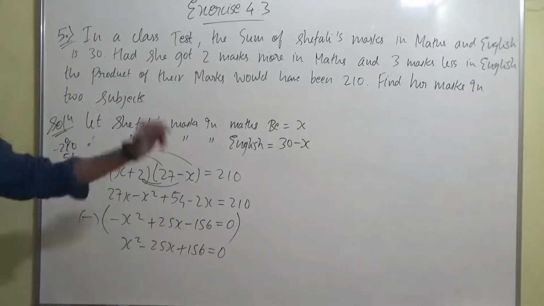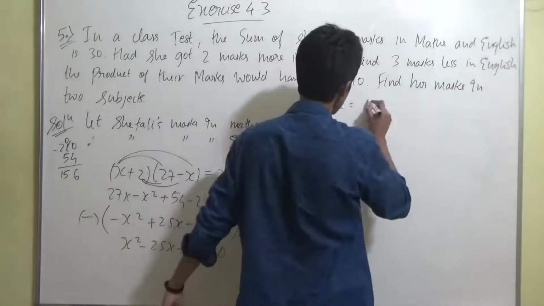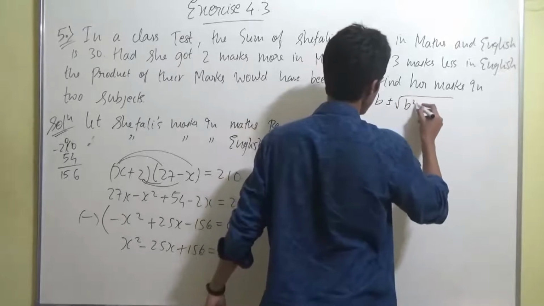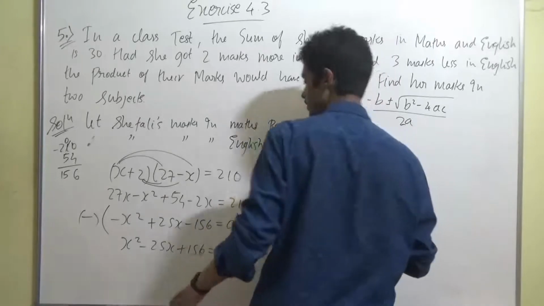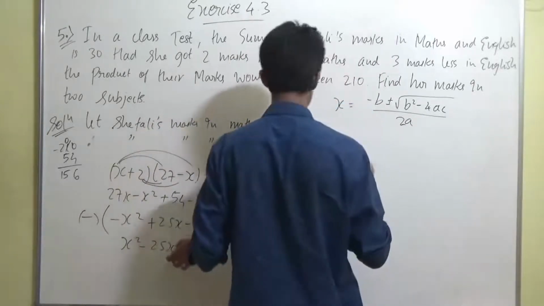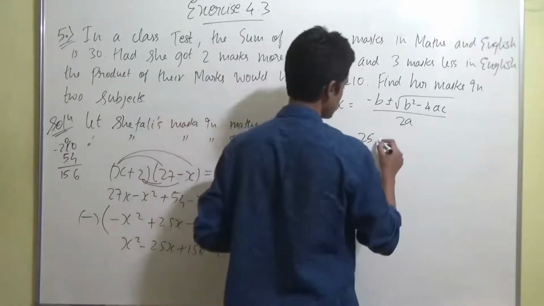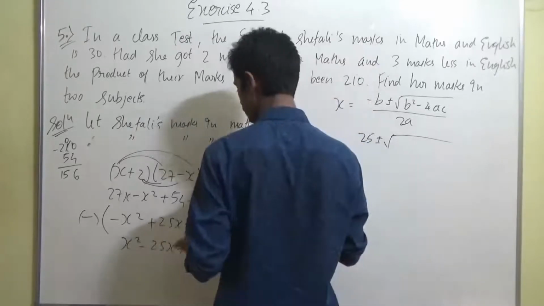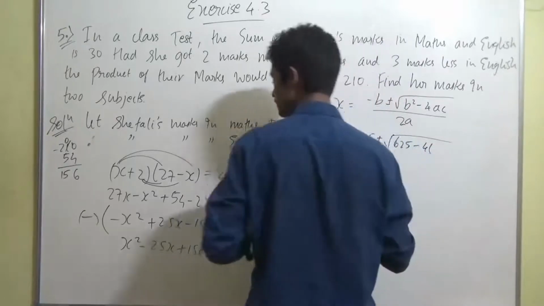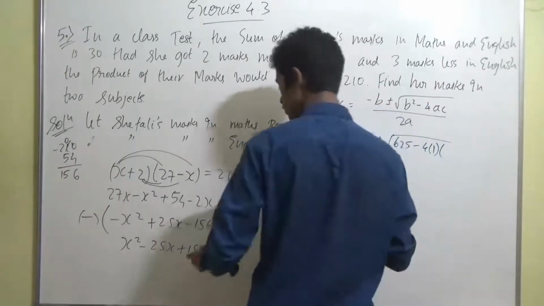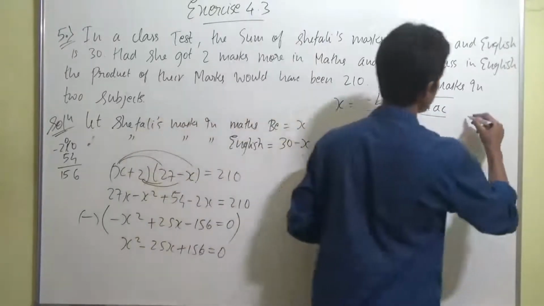Now we'll use the quadratic formula on this equation and find the value of x. So x equal to minus b plus or minus root over b square minus 4ac by 2a. Right? Now let's start putting these values in this equation. Minus of minus 25 will become 25, that is minus b, plus or minus root of b square. B square is 625 because it is 25 square. Minus of 4 into a. What is a? A is 1 and c is 156. Correct. Now if you see, this is 4 into 156. Let's do it here.